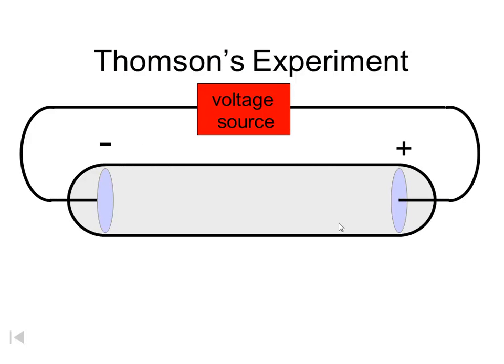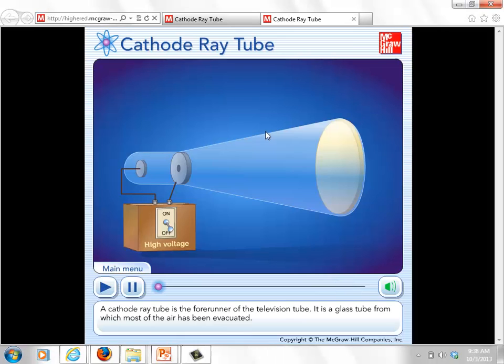In this cathode ray tube, I have a little simulation here. I'll show you guys. A cathode ray tube is the forerunner of the television tube. It is a glass tube from which most of the air has been evacuated.